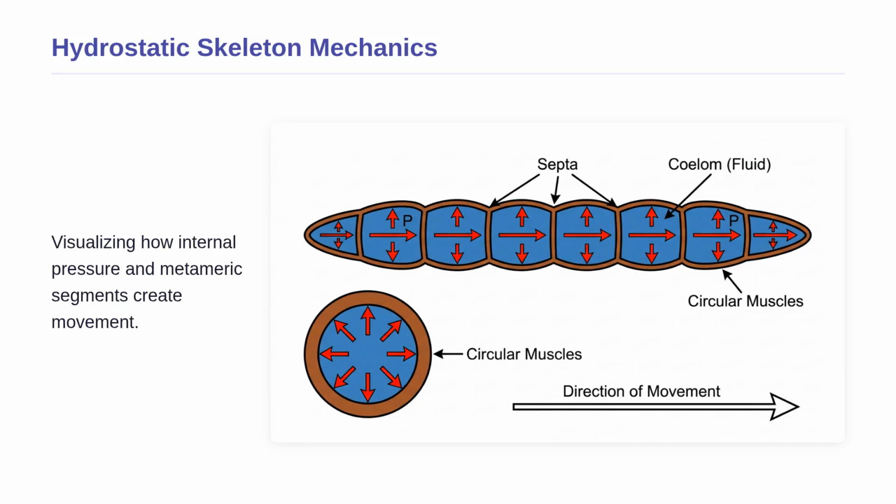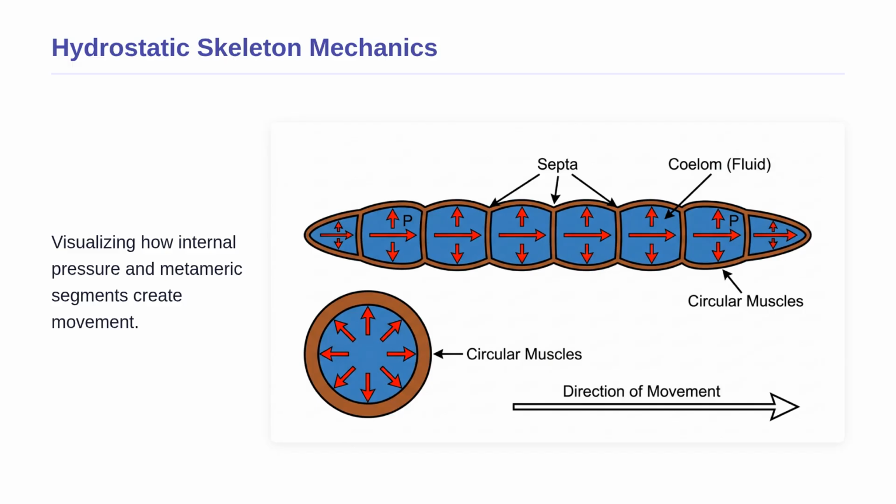To truly grasp how this pressure translates to movement, let us look at this diagram of the annelid hydrostatic skeleton. On the screen, you see a cross-section of the worm's body, clearly divided into metameric segments by vertical walls called septa. Inside each segment is the blue fluid-filled coelom. Notice the red arrows labeled P, pointing outward and forward. These represent the 50 pascals of internal pressure we just calculated.